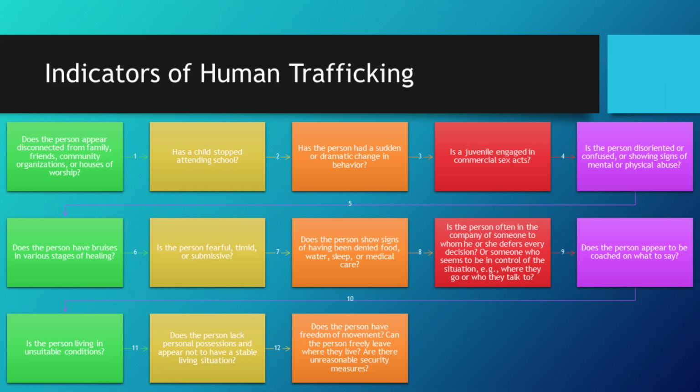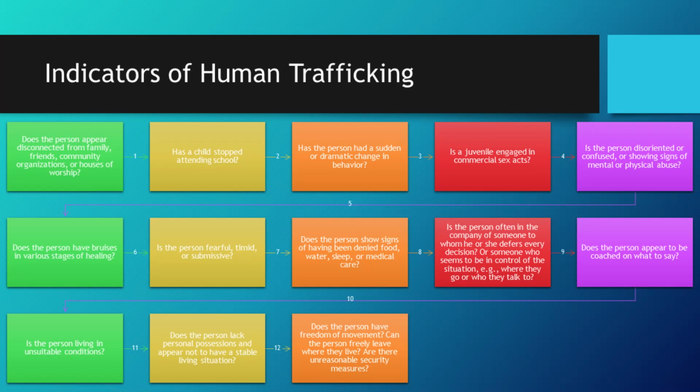Does the person appear disconnected from family, friends, community organizations, or houses of worship? Has a child stopped attending school? Has the person had a sudden or dramatic change in behavior? Is a juvenile engaged in commercial sex acts? Is the person disoriented or confused, or showing signs of mental or physical abuse? Does the person have bruises in various stages of healing? Is the person fearful, timid, or submissive? Does the person show signs of having been denied food, water, sleep, or medical care?